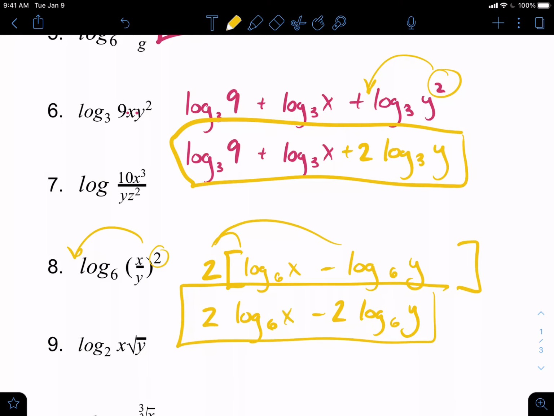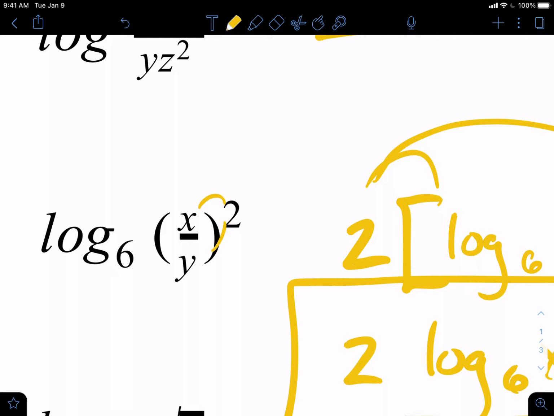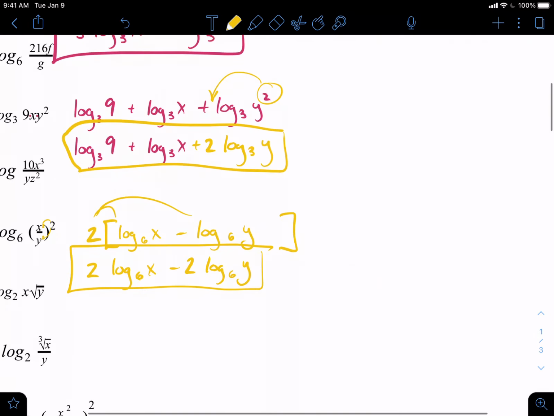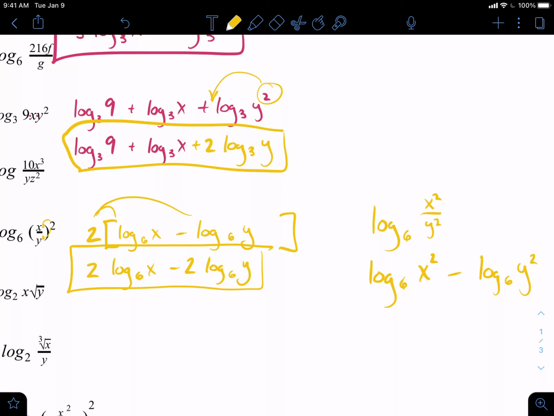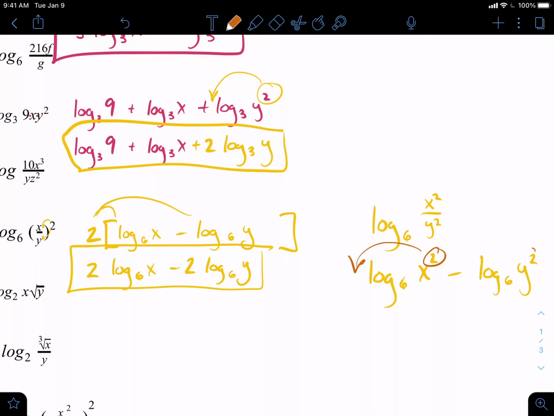It's not the only way you could arrive at that answer. Another way you could have arrived at that answer is you could have actually simplified this right away. Pass the 2 into the x and the y. So if I would have done that, I would have had log base 6 of x squared over y squared. And when I break that up, I would have had log base 6 of x squared minus log base 6 of y squared. Now, just like we were saying before, if we have an exponent, it needs to be pulled down in front, which is how we will arrive at our answer that we see over there.